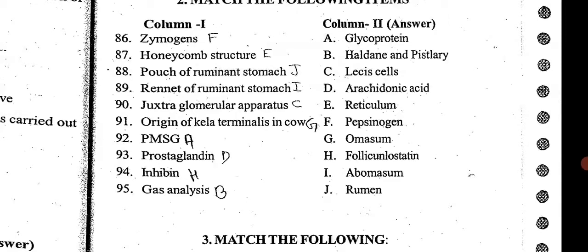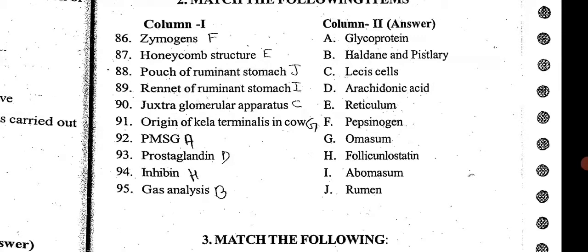It is also called the book-like stomach. It is book-like as it has many folds, so it is a book-shaped stomach. Pregnant mare serum gonadotropin is a glycoprotein. Prostaglandin is an arachidonic acid derivative.